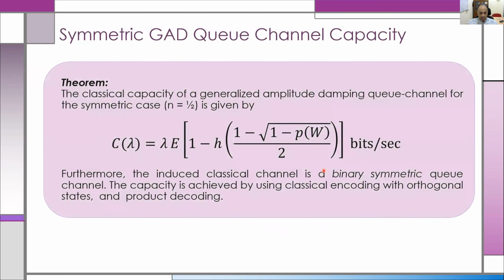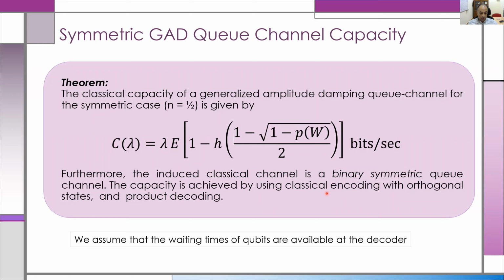Our main result is the classical capacity of the generalized amplitude damping Q channel for the symmetric case n equals half. We show that the capacity in bits per second is lambda times the expectation of 1 minus a binary entropy term. This binary entropy term includes this p of W, which is the parameter p of the GAD channel, parameterized by the waiting time W. And this expectation is taken over the stationary waiting time W in the queue. Furthermore, we show that the induced classical channel is a binary symmetric Q channel, and that the capacity is achieved by using a classical encoding and product decoding strategy. In proving the result, we assume that the waiting times of qubits are available at the decoder.